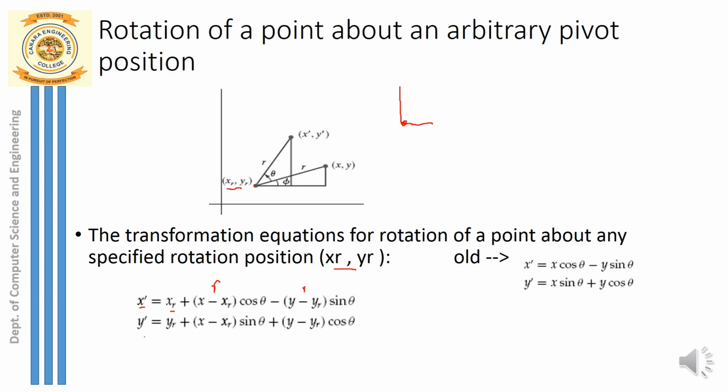Next, the y coordinate: y dash is equal to yr this time, plus, and the old equation says x sin theta. So it is r sin theta now. So it is x minus xr times sin theta plus y cos theta, so it is plus y minus yr times cos theta. So these are the two new equations that you have to consider when the rotation fixed point is shifted from origin to some arbitrary point.